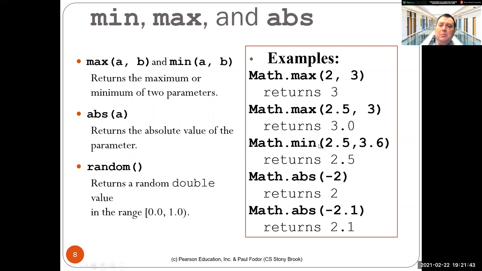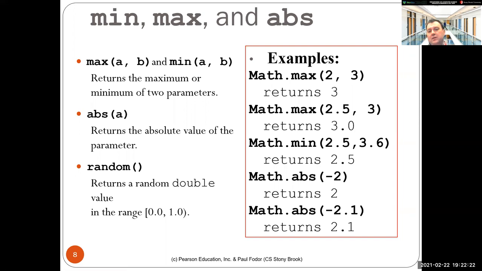Okay. The absolute value is again an overloaded method. It returns the absolute value of the parameter. So absolute value of minus 2 is 2. Absolute value of minus 2.1 is 2.1 as a double. Random returns a pseudo-random double in the interval from 0 included to 1 not included. So basically you have equal probability for all double numbers between 0 included and basically the closest number to 1.0 that can be represented as a double.